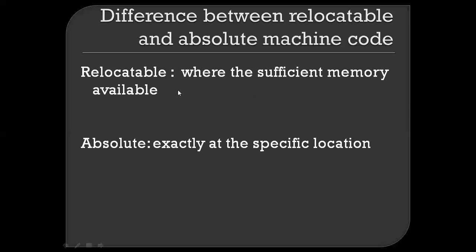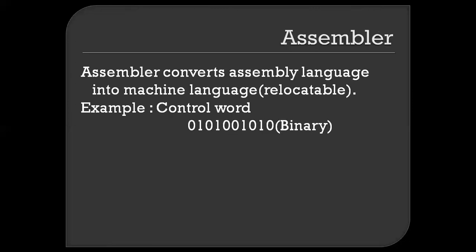Relocatable means that wherever sufficient memory is available, say from the second location, it will accommodate it there. Absolute means from a specific location only. Suppose from the 10th line only it needs to execute, then it will execute from the 10th line. So relocatable means it goes wherever sufficient memory is available and executes there, while for absolute, we need to tell the specific memory location. That is the difference between relocatable and absolute. Here, the assembler converts assembly language into machine language as relocatable.